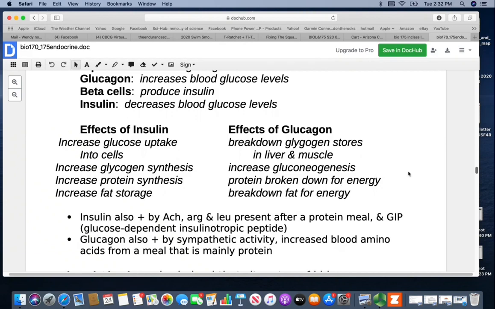Let's store things, let's repair things. Glucagon is going to break down glycogen stores in the liver and muscle. It's saying our blood sugar is low. Let's break some stuff down to raise that back up. It's going to increase gluconeogenesis, which is literally the generation of new glucose. It allows you to chemically convert other things into glucose. Protein will be broken down for energy, and fat will be broken down for energy.